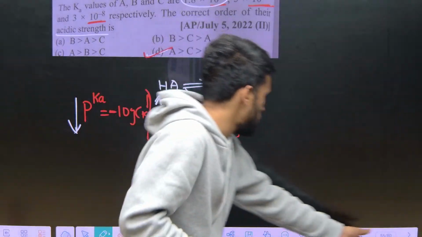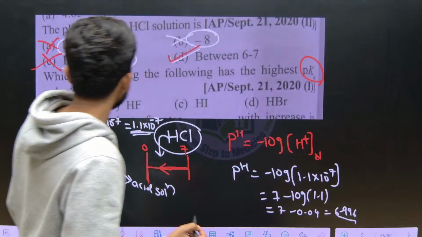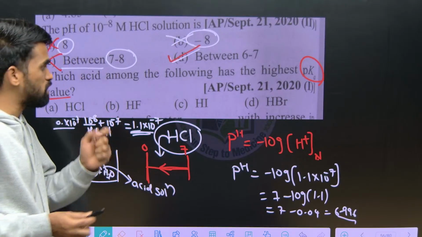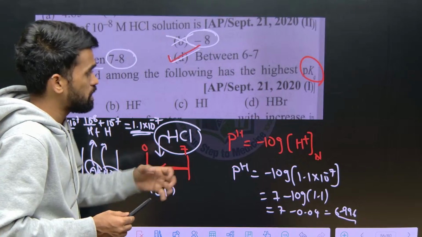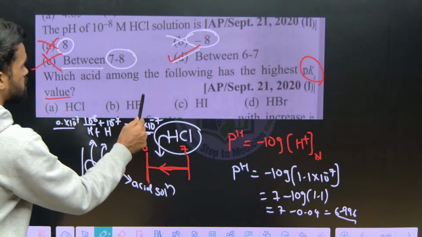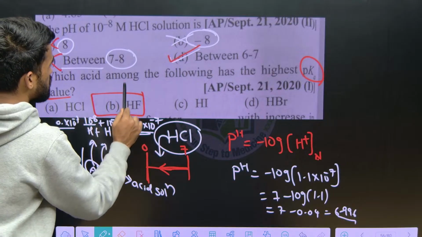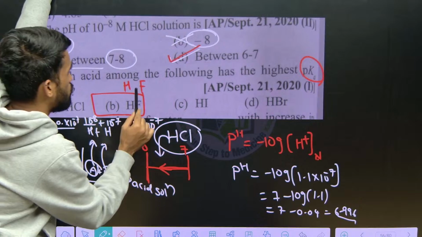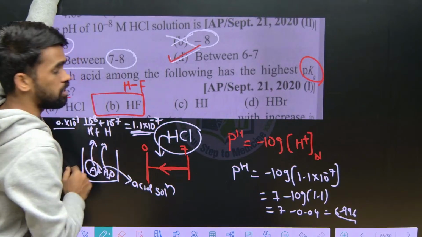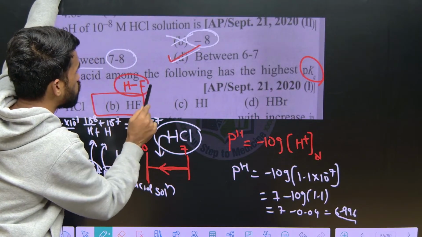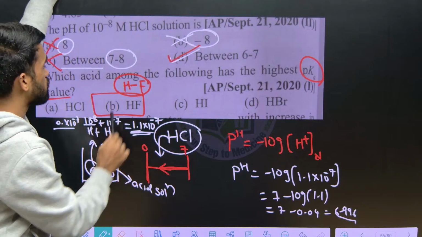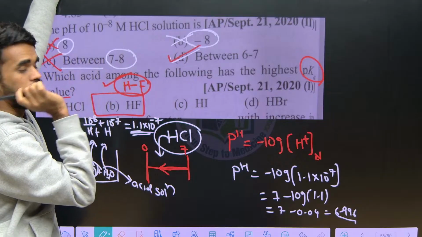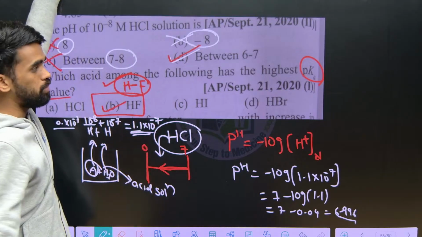Based on this, you can answer here. Which of these has the highest pKa? The stronger acid will have lower pKa, so the weaker acid will have higher pKa. Which is the weaker acid here? HF. Why HF? Hydrogen and fluorine have similar sizes, so their orbital overlapping will be very strong here. Therefore, the ability to donate H plus ion is less here. Therefore, this is the weaker acid, so greater pKa. So you can opt for option B.